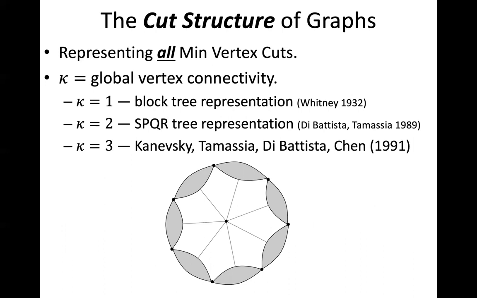Kappa equals 3 is similar, but one added twist here is that the series case gets to be a little bit more complicated. You end up with these wheel structures where you have cuts derived by 2 vertices on the outside of the wheel and the hub of the wheel, and they form a three-vertex cut. But other than that, it's similar in spirit to the SPQR tree.